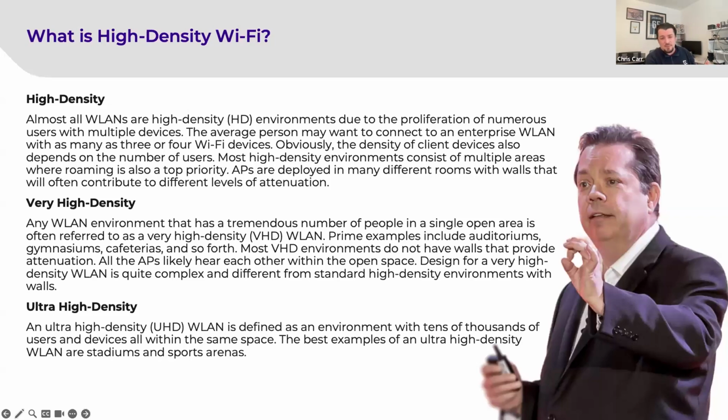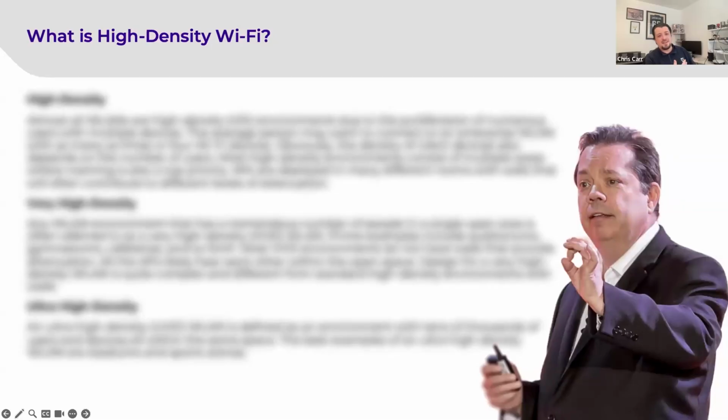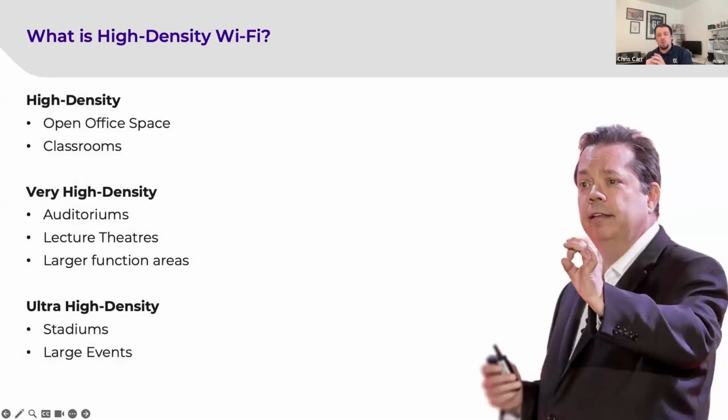Now this is a lot of text that I've stolen straight out of Dave's book, but it's a lot to read. So what we'll do instead is we'll summarize. Where do we see it? Well, we see high density Wi-Fi in open office spaces and things like classrooms. We start moving towards very high density when we look at large auditoriums, lecture theatres, any sort of function rooms that you may have, for example, in hospitality, in a hotel or something like that. And when we get to ultra high density, this is pretty much stadiums. This is the most difficult place to start deploying wireless. So that's what it is.